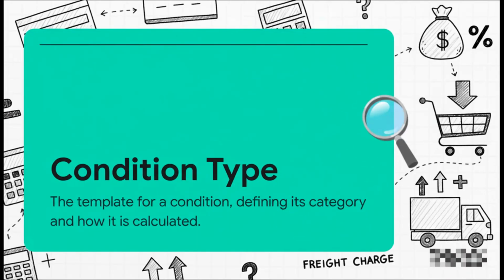Okay, next up, the condition type. This is like the template for the record. It defines what kind of clue our detective is on the hunt for. Are we looking for a base price, a percentage discount, a fixed charge for freight? The condition type gives that clue its meaning and tells the system how to calculate it.